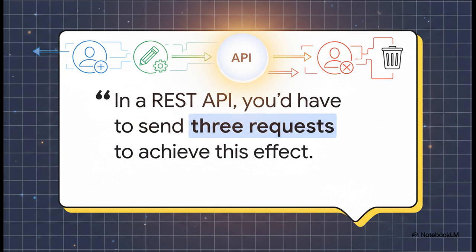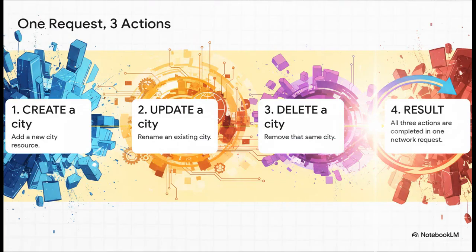With GraphQL, it's a whole different ballgame. With GraphQL, you can pack all 3 of those operations, the create, the update, and the delete, into one single mutation. You send it off, the server does all 3 things in order, and then it sends you back one single response. 3 different actions, 1 trip to the server. For any kind of complex app, that is an absolute game changer for performance.